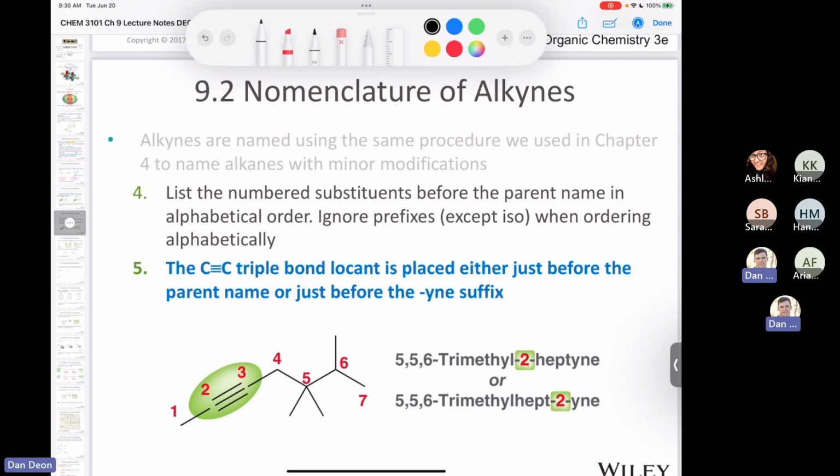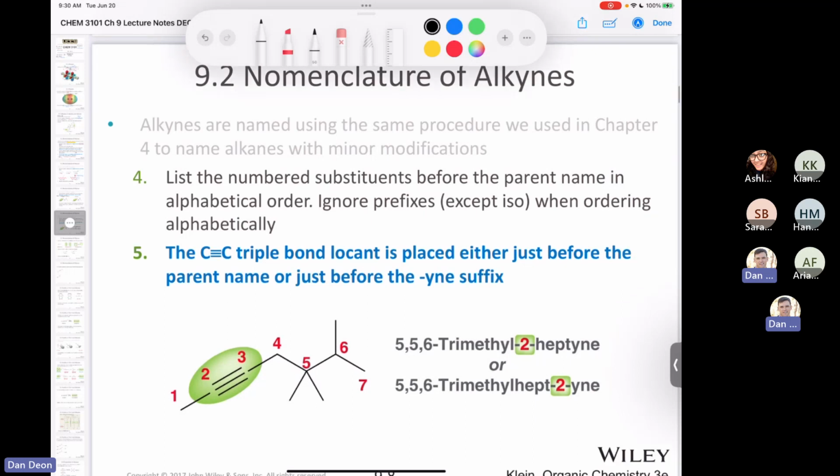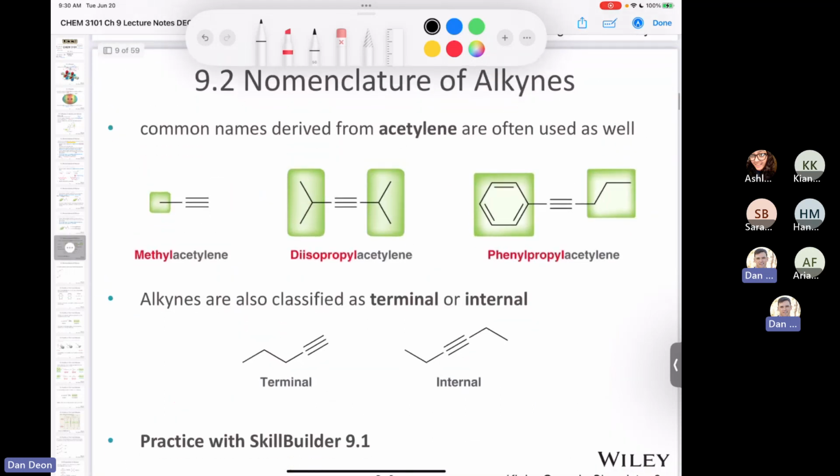Now, there are some common names like acetylene that I taught you already. You've got to know acetylene. We're going to use it over and over again. So let me remind you again, acetylene is this compound. We usually just abbreviate it with the bond line structure like this. It is the simplest possible alkyne in the universe. It is C2H2. That's the molecular formula, nothing more than that.